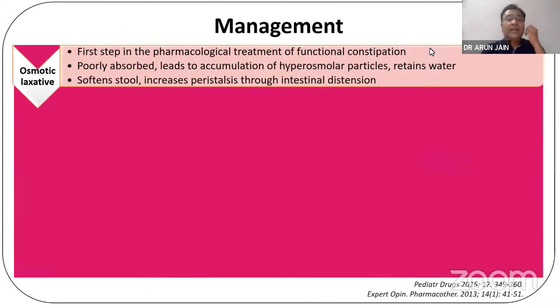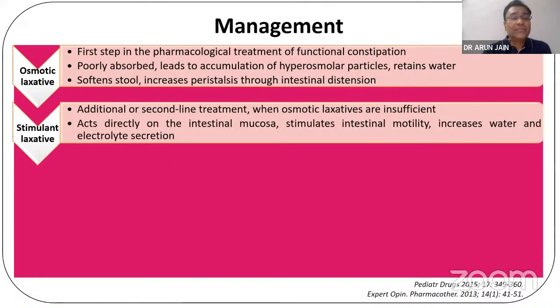So management, osmotic laxatives, they are the first step in pharmacological treatment of functional constipation. They are poorly absorbed, lead to accumulation of hyperosmolar particles, so they retain water and they soften stool, increase peristalsis through the intestinal distension. So it is a mechanical process के through ये अपना काम करते हैं, तो इनका side effects बहुत कम होते हैं, and that is why they are the drug of choice nowadays.